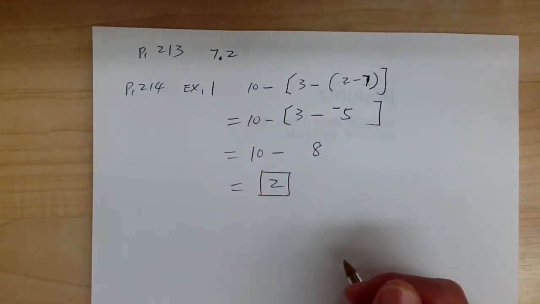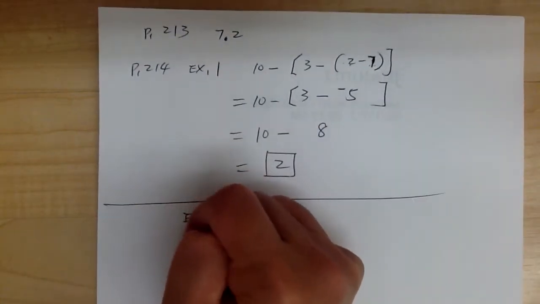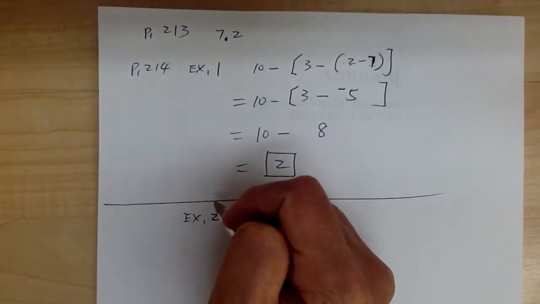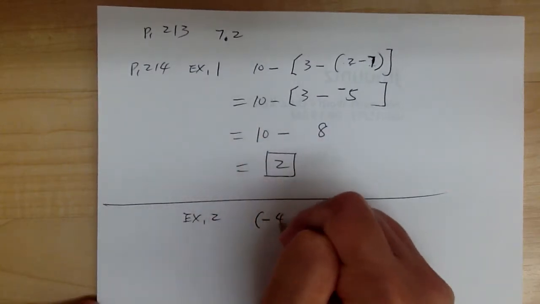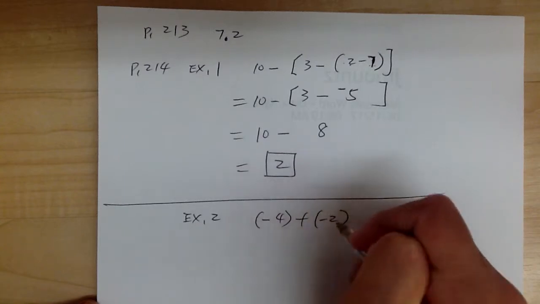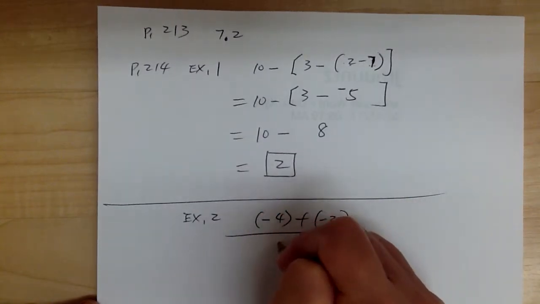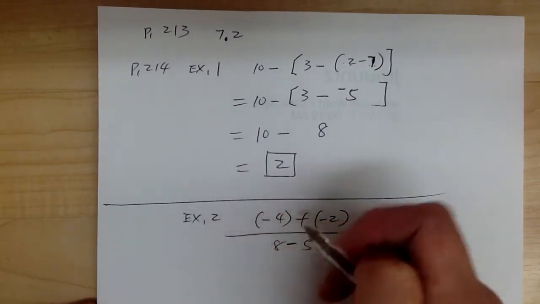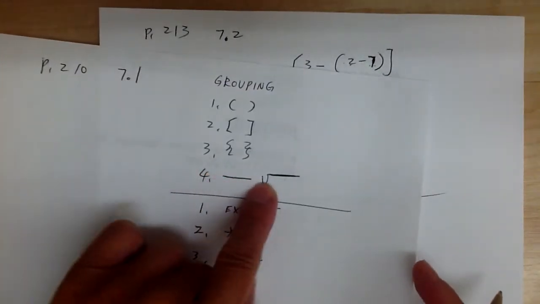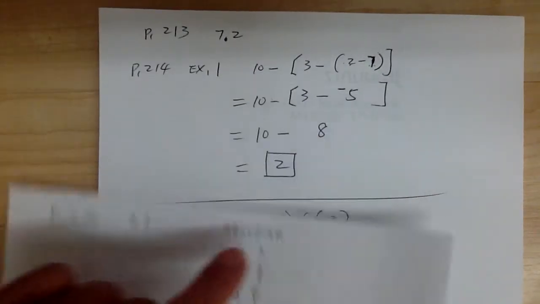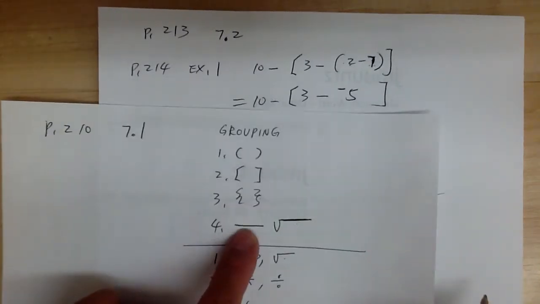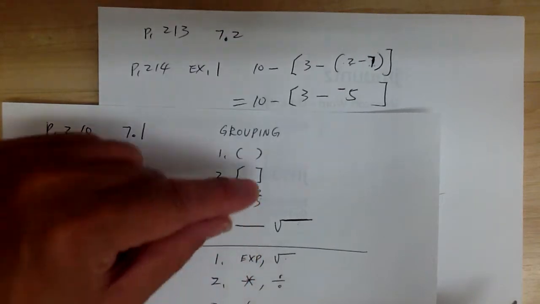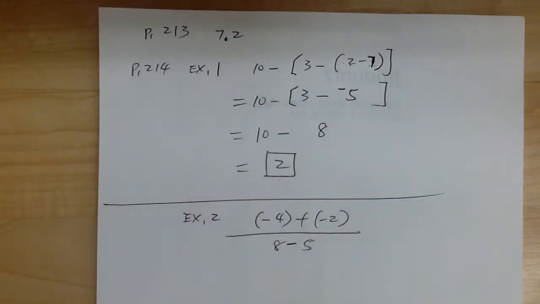Okay, let's go to example 2. Okay, example 2, you have negative 4 plus negative 2 divided by 8 minus 5. Okay, so this is a grouping symbol, the bar, right? Again, you know that this is grouping because you got more than one number, right? When you have more than one number, it's a group. So with this one, you have to do the top group and the bottom group individually.